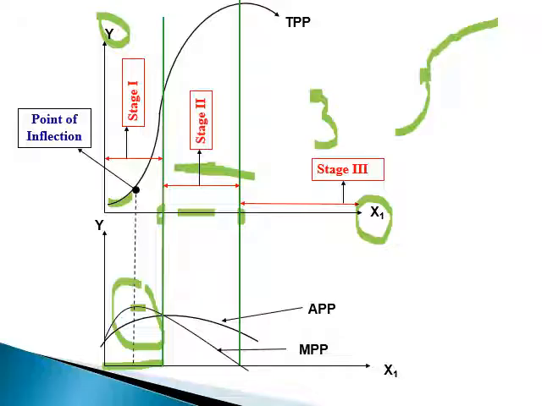Okay, so another way of stating the optimality condition is to use the level of x1 at which MPP of x1 is equal to P of x1 divided by P of y. Okay, this is another way of stating the optimality condition. Use the level of x1 until you reach the level where the marginal physical product of x1 is equal to the price ratio, which is the unit price of the variable input divided by the unit price of output. Okay.